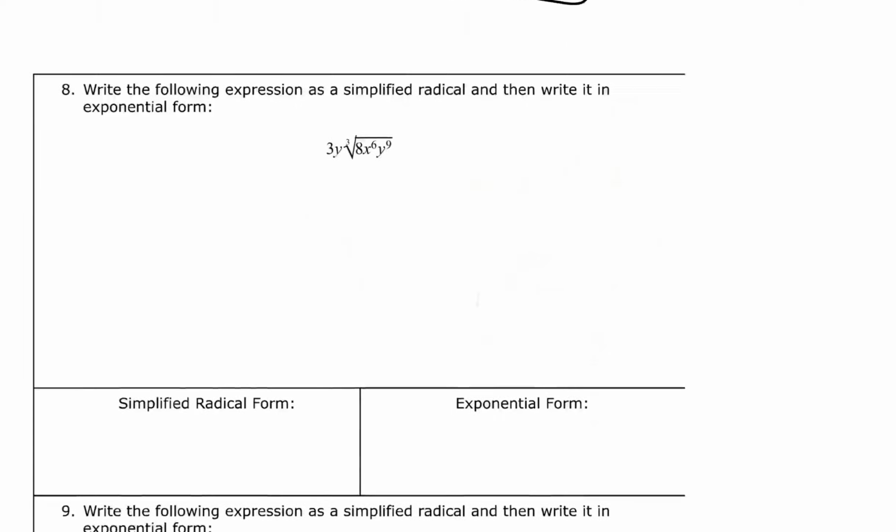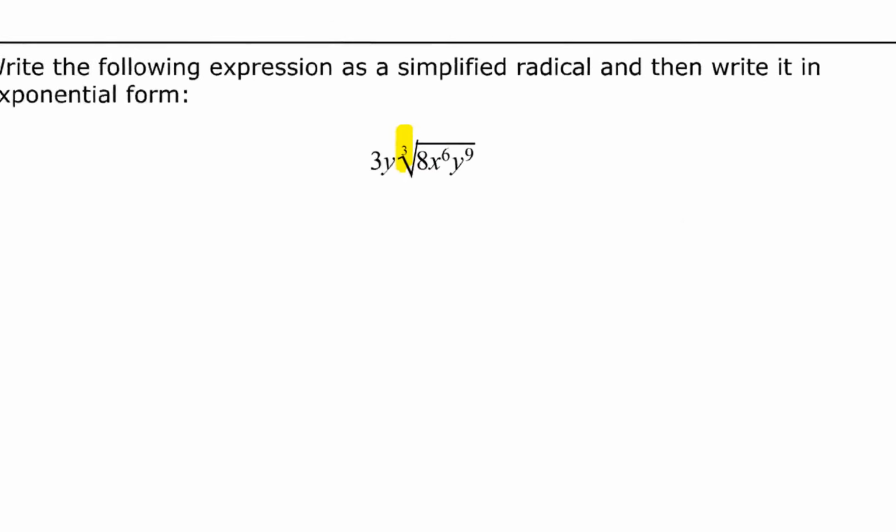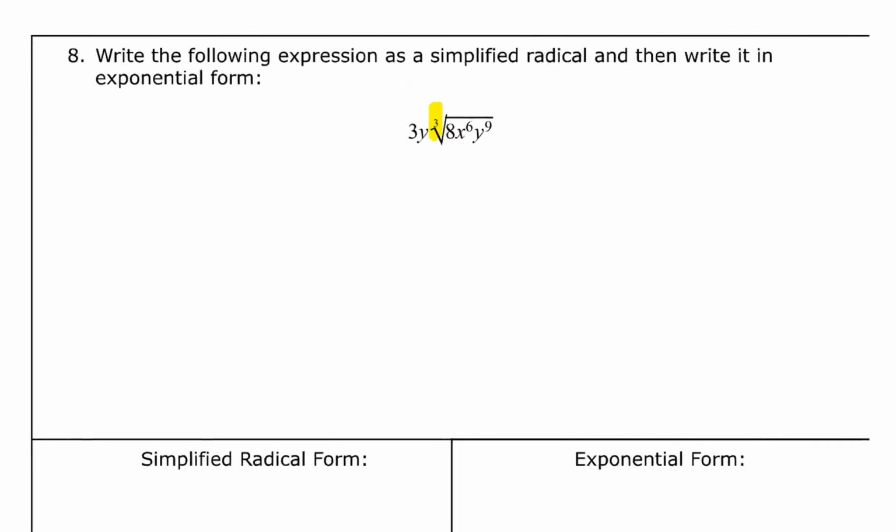This one is important because my index is now 3. So I'm not going to be worried about perfect squares. I'm going to be worried about perfect cubes. If you take 2 cubed, you get 8. If you take 3 cubed, you get 27, and so on. We're looking for those perfect cubes. And you'll also notice some other things that'll make this a little bit easier.